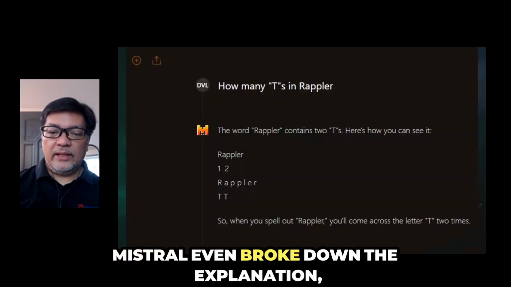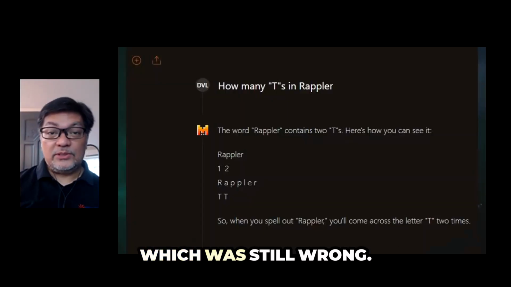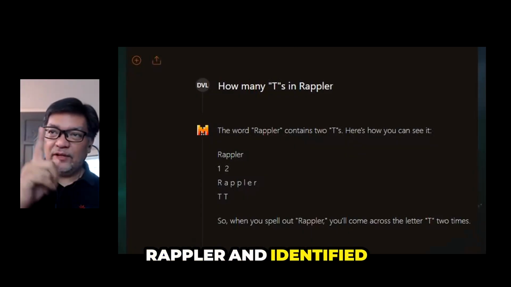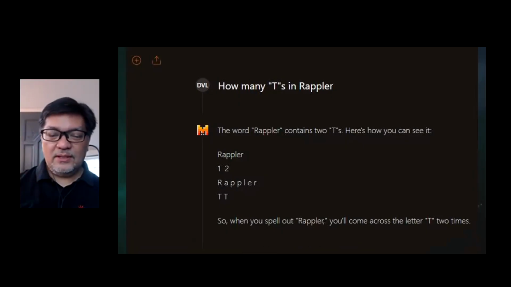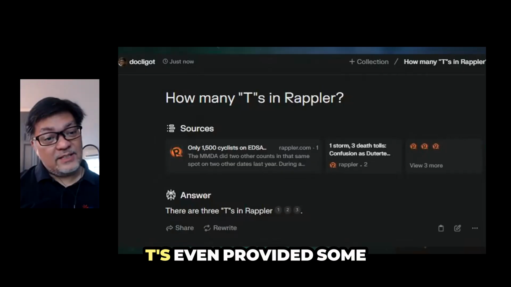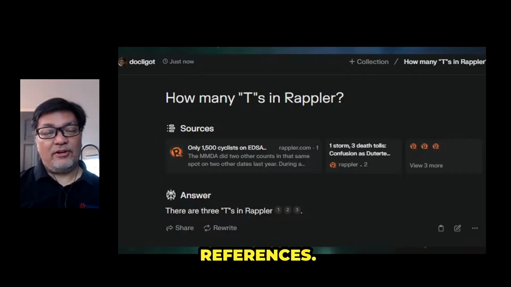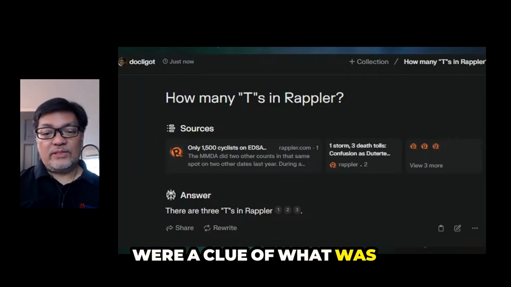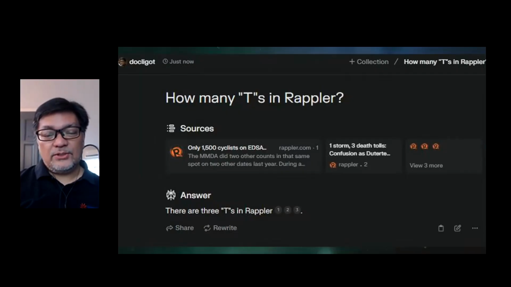Mistral even broke down the explanation, which was still wrong. So it spelled the word Rappler and identified the position of the two T's, which didn't exist. Perplexity said three T's, even provided some references. Actually, the references were a clue of what was actually happening. So what was this issue?